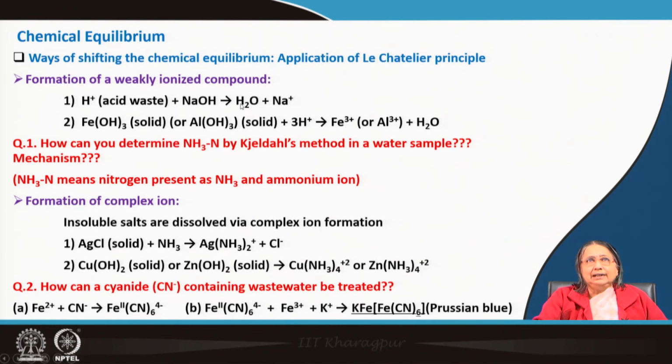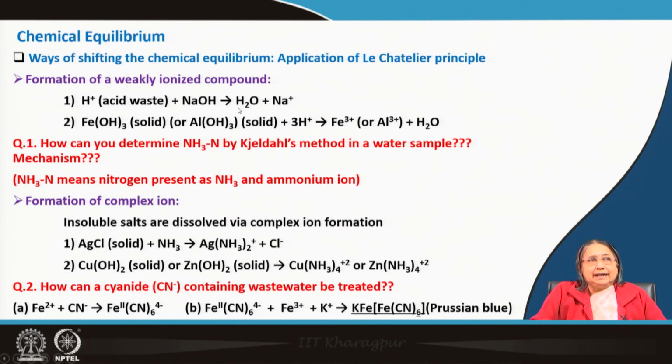Now, this water is very weakly ionizing. We have seen that the Kw value, the equilibrium constant, is 10 to the power minus 14. It is a very low value. Although it ionizes, it is very weakly ionizing. So, once the weakly ionizing compound is produced, the reaction goes in the forward direction, because for the opposite reaction to take place, the water has to be strongly ionized. But it is not like that. That is why it goes forward.